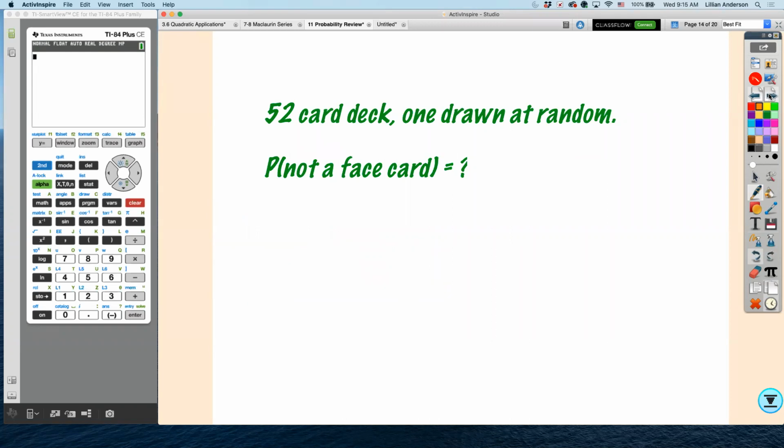Over here, I got 52 cards. 1 is drawn at random. What's the probability that it is not a face card? Yes, it would be 40/52, but we want to make sure that we reduce our fractions. So what number goes into 40? It also goes into 52.